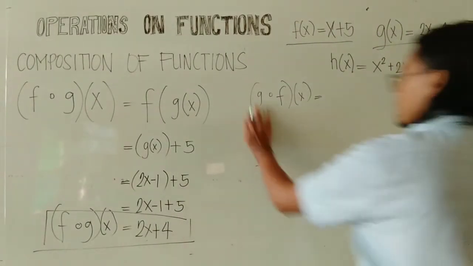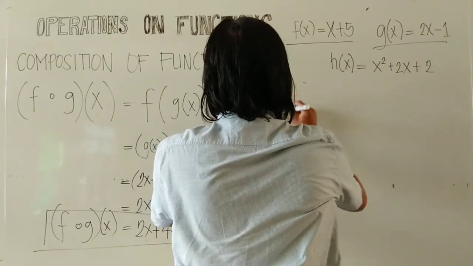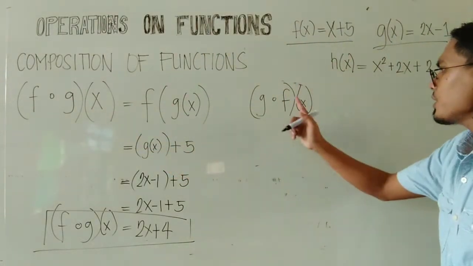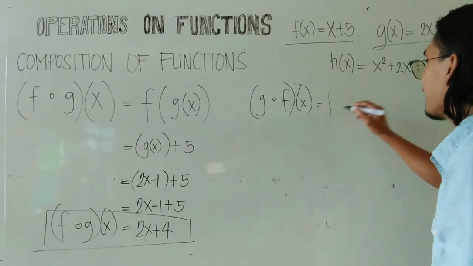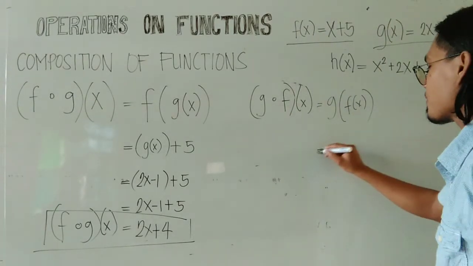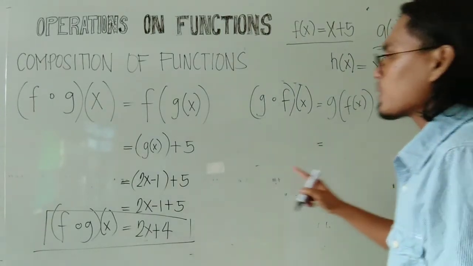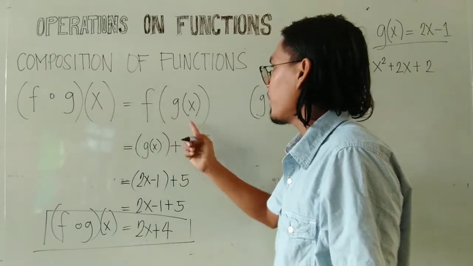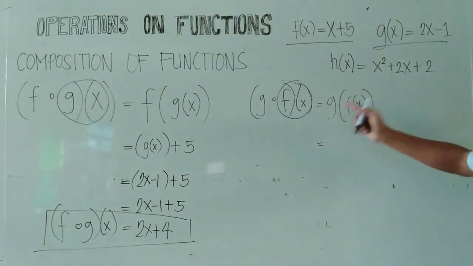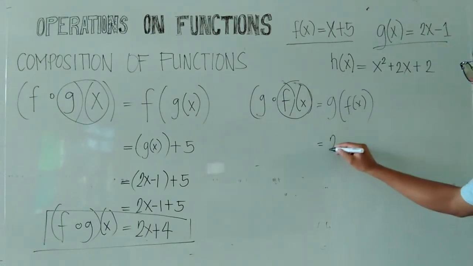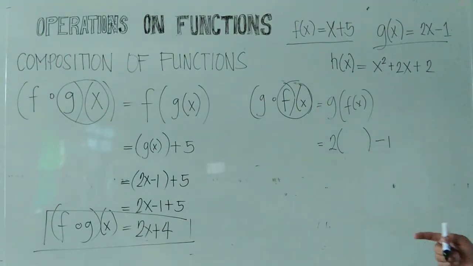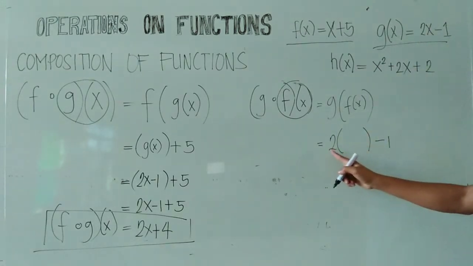We have to solve for g of f of x. So the first example is f of g of x. The second example will be g of f of x, and that will be denoted by g of f of x. Again, we will use the function g. In example number 1, we use the function f and input g of x. So the input will be the last function. This time the last function is f, so we will input f of x into your g of x. So copy g of x. We have 2x minus 1. So instead of x, we will write a parenthesis. So this is your g of x, 2x minus 1.